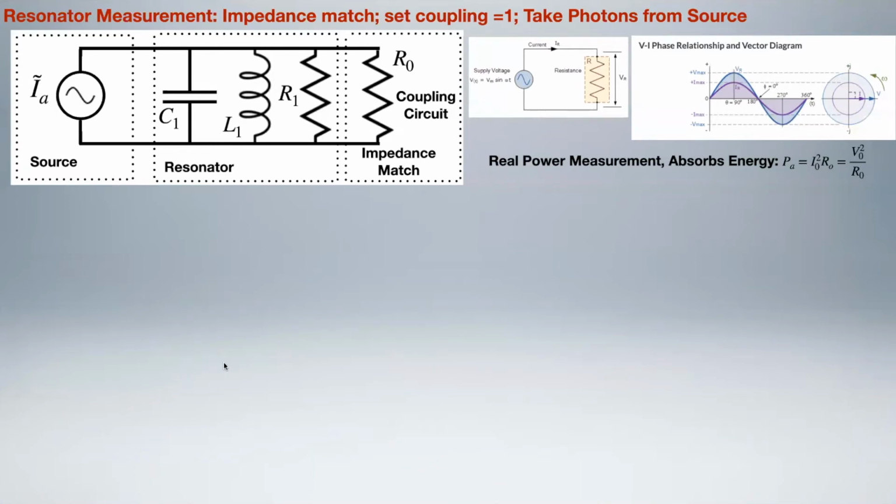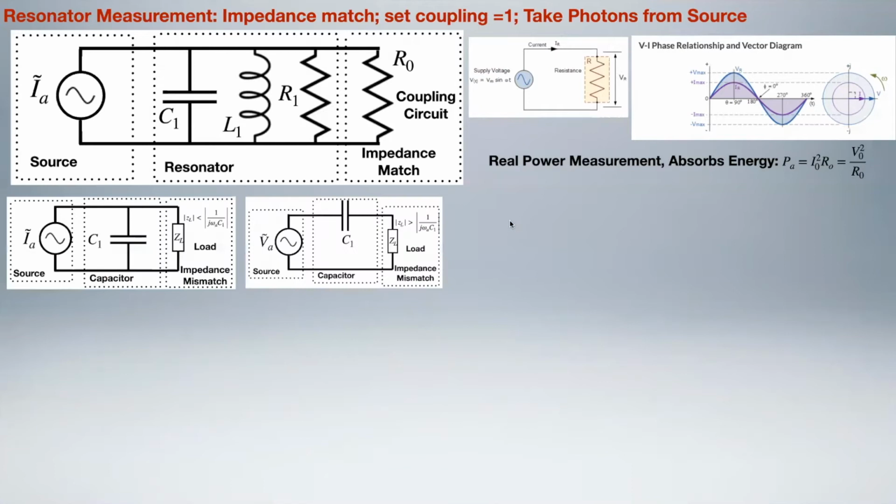Resonance measurements are impedance match measurements. On resonance the reactive component cancels, you get Q enhancement, and you want an impedance match by setting the coupling to approximately 1, and you absorb energy from the circuit. A reactive measurement uses impedance mismatch, where either your coupling circuit has a much smaller impedance than what you're measuring, or a much larger impedance.